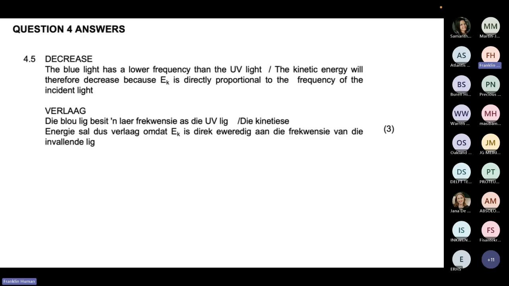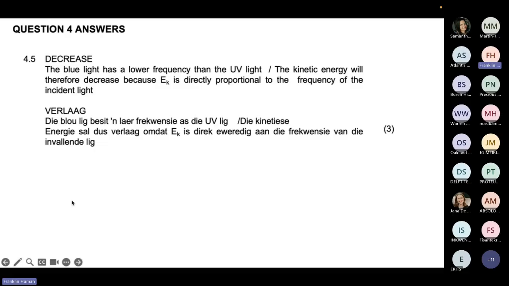And therefore, we can comfortably say that the kinetic energy of an electron is directly proportional to the frequency of the incident light. When we talk about the incident light, we are talking about the color of light that changes, that falls onto your cathode.